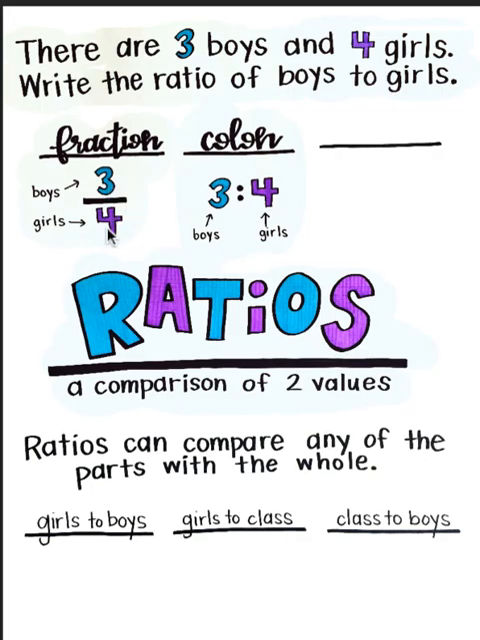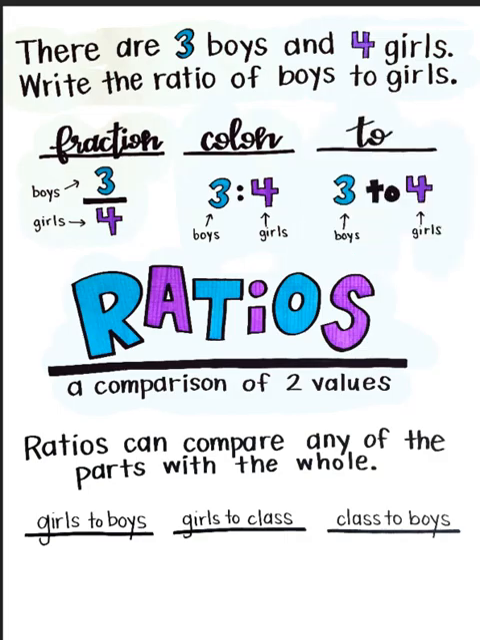And that's how we read that also with the word to, which is exactly why the third way we can write a ratio is with the word to. And here, instead of just using a colon, it's the same thing, except now we use the word to. So if it's still boys to girls, it becomes 3 to 4 with the word to this time.